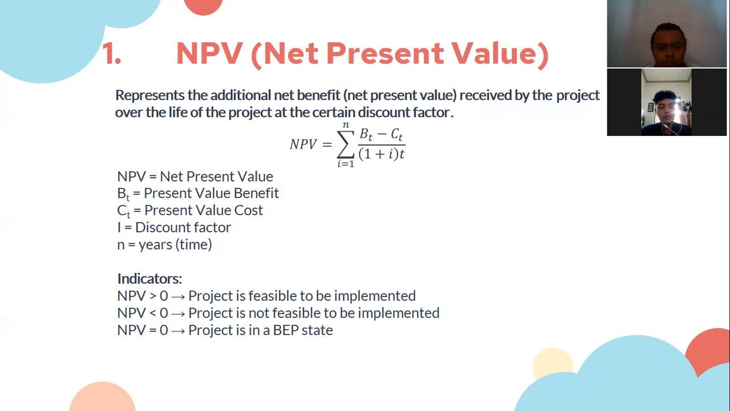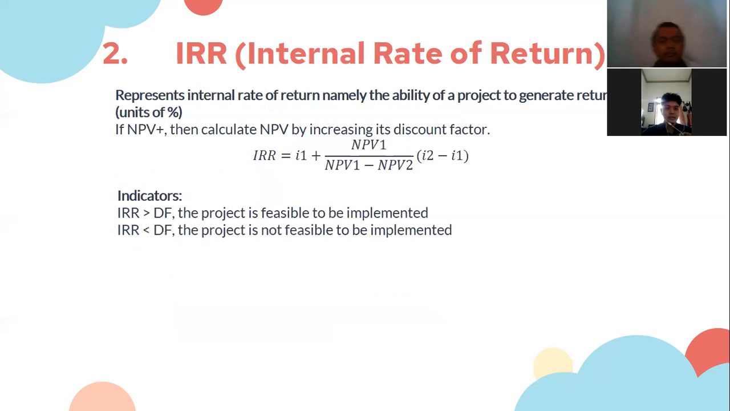Indicators of NPV: where NPV is greater than 0, then the project is feasible to be implemented. When NPV is less than 0, the project is not feasible to be implemented. And when NPV equals 0, the project is in a break-even point state.